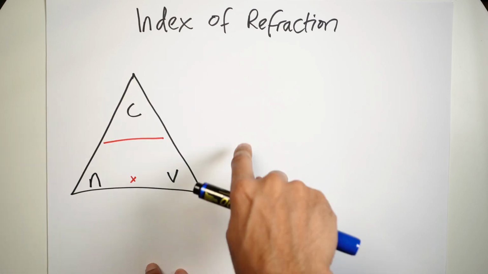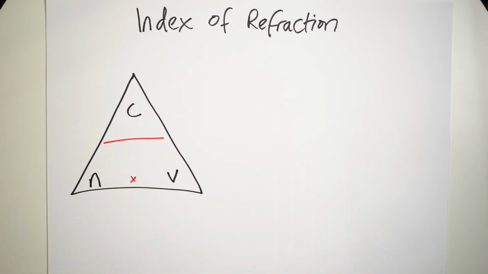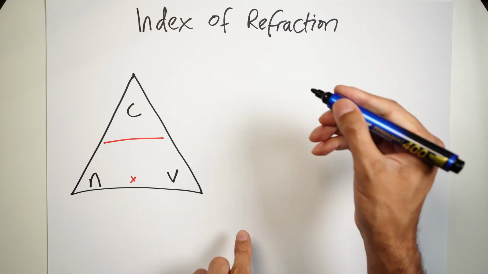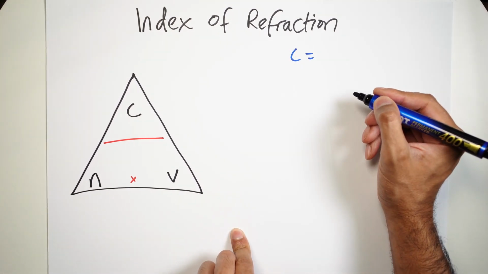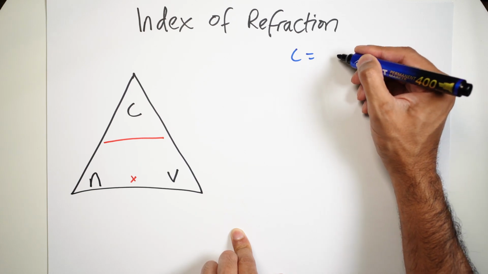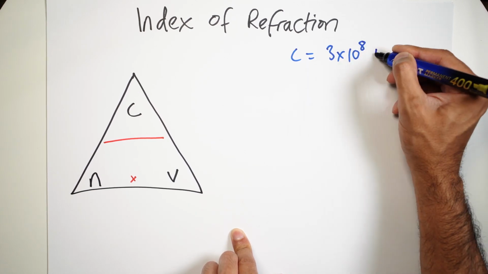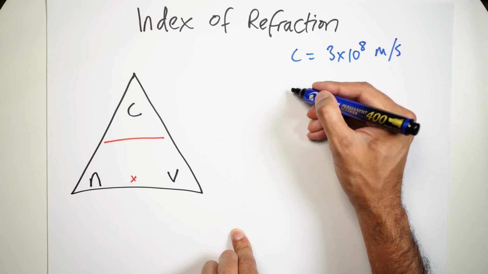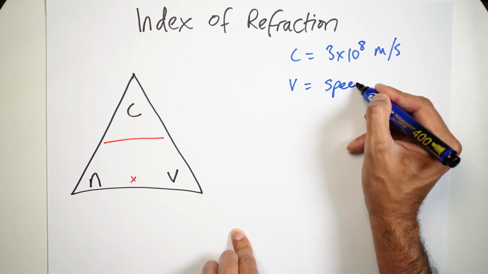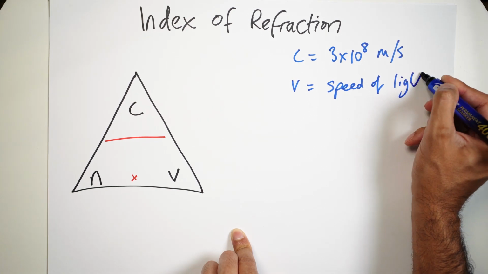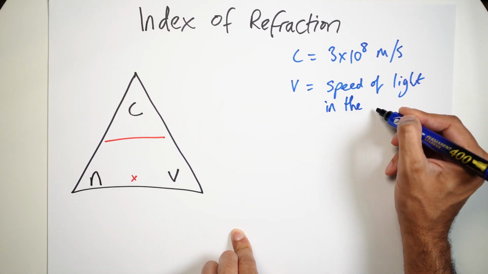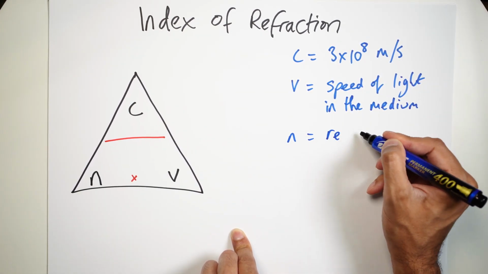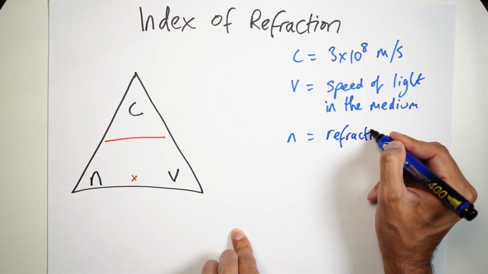So it's worked out using this triangle. Now the way we use this is whatever you want to work out, you cover that up. But first of all, what do all of these things mean? So C, this is the speed of light in a vacuum, and it's always going to be 3 times 10 to the power of 8 meters per second. So C is the speed of light in a vacuum. V is the speed of light in the medium, and N is your refractive index, or index of refraction, same thing.